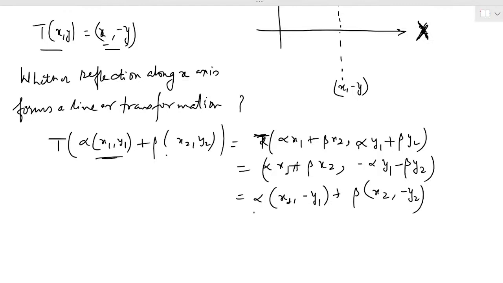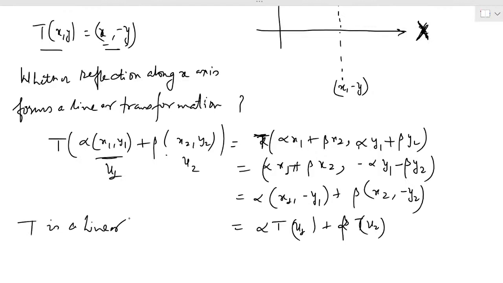Okay, and certainly this is, what should I write, I should write it as u1, and let's write u2. So this would be alpha times T of u1, and this would be beta times T of u2. So clearly you can say that T is a linear operator, or you can say linear transformation. And please understand what T is. T is simply your reflection.